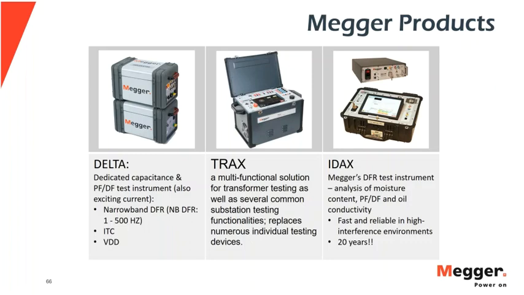The software includes a number of apps that make it fast and easy to perform a large range of different tests. Many transformer tests can be performed, including power factor and narrowband DFR, with the 1 to 500 hertz frequency range, and it includes all the functionality of the Delta, with the ITC, the VDD, the voltage dependency detection, etc.